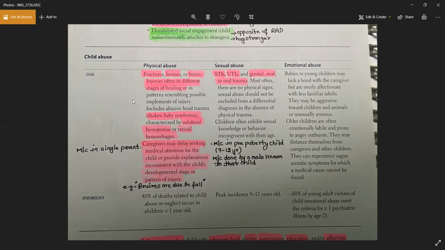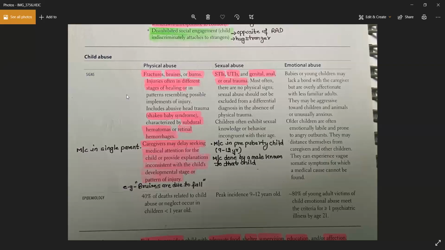And the parents will describe an incident which is unrelated to that injury. That incident cannot cause that kind of injury. That's how you know, because the given incident is not matching with the kind of injury. That means the parent is lying, and that means the child is being abused. The caregivers always delay seeking medical attention for the child, or provide explanations or incidents which are inconsistent with the child's stage or the pattern of the injury. Like they tell you the bruises are due to a fall, or the subdural hemorrhage came after a fall from the bed. So they will always give you inconsistent histories of that incident, right?